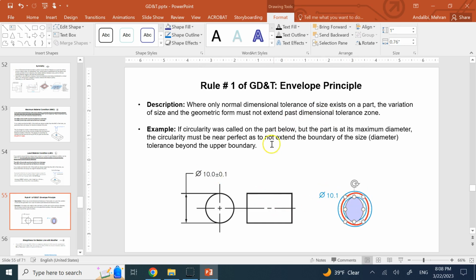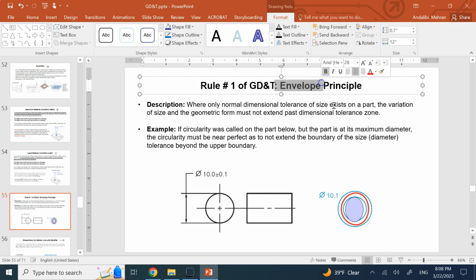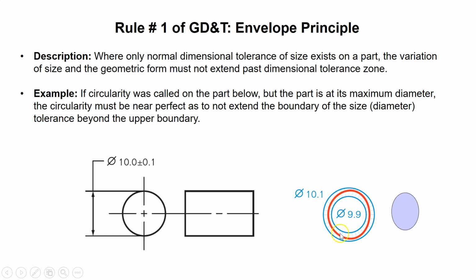cannot have geometric deformations like form deformations, angle deformations, parallelism, perpendicularity, any of those that are violated, circularity in this case. It means I will get out of what we call an envelope. So here the envelope is this disk, which is between 9.9 and 10.1. The cross section should definitely fit between these two circles inside this ring.